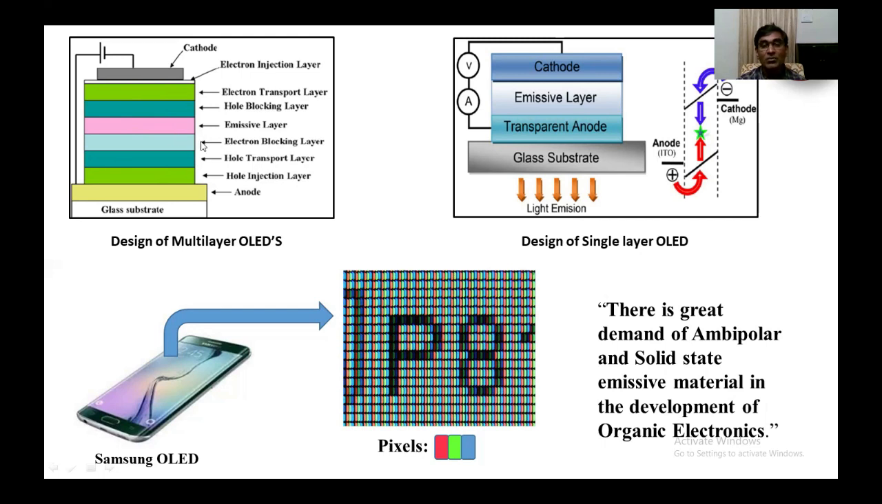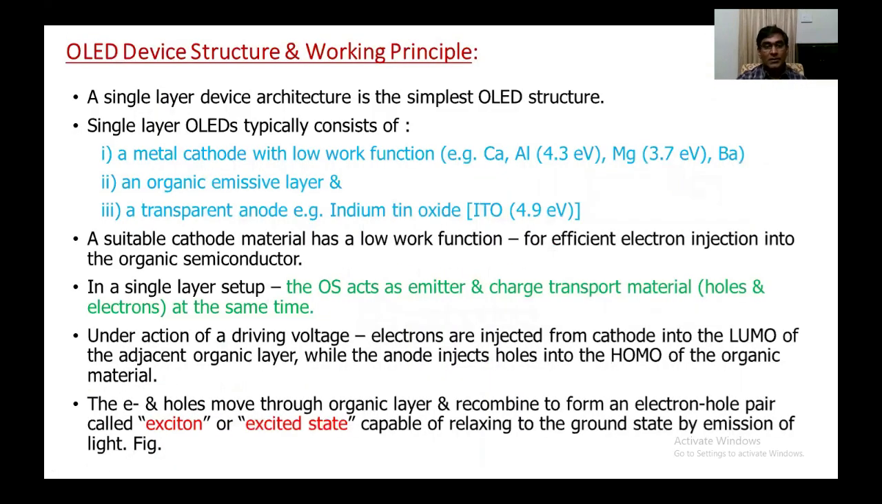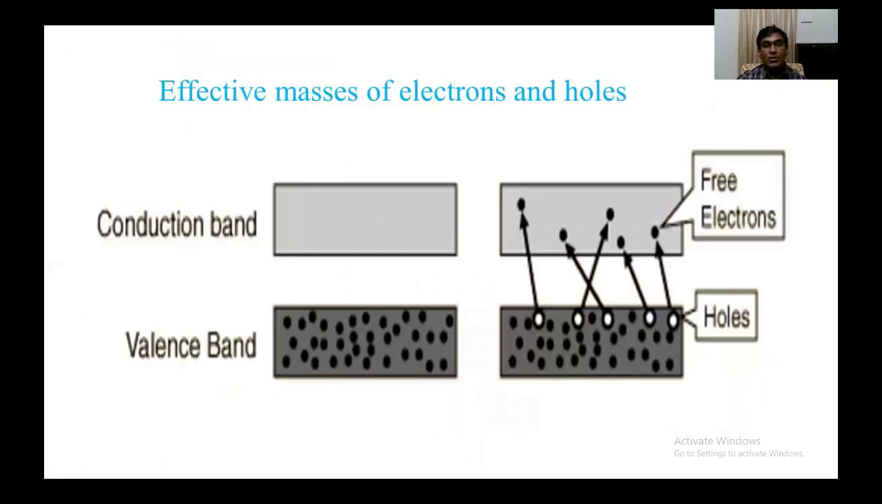Now, this is about the effective masses of electrons and holes. I just told you the mechanism here. The electrons jump from the valence band to the conduction band, becoming free electrons, thus creating holes and electrons, which form the excitons, and then decay to produce that characteristic light.